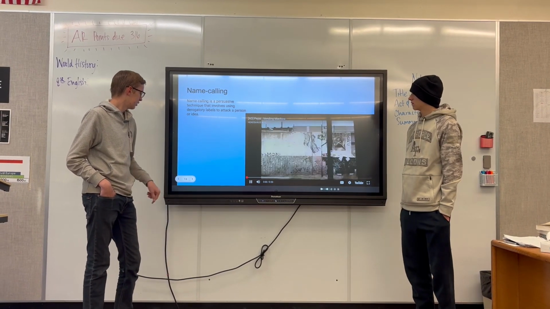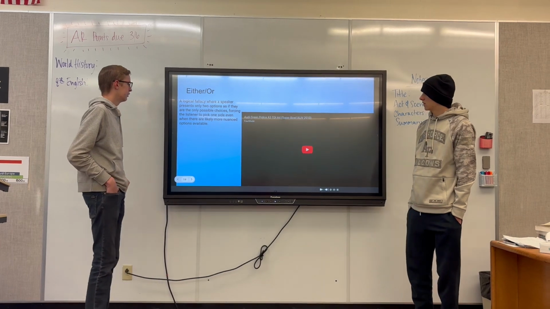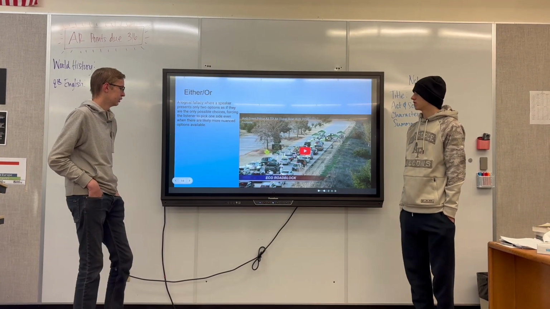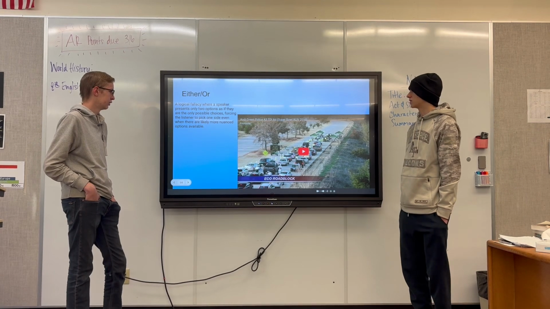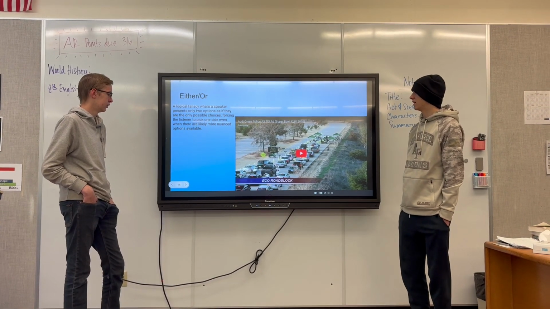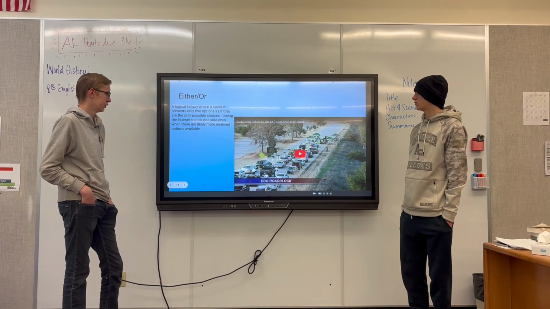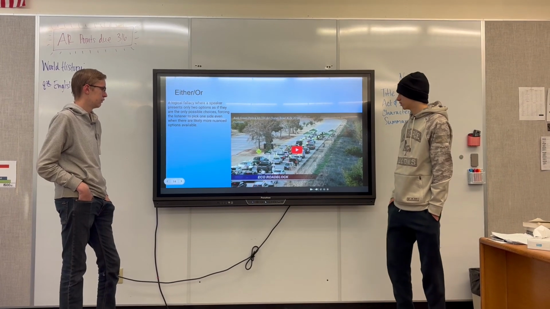Either or. A logical fallacy where a speaker presents only two options as if they are the only possible choices, forcing the listener to pick one side even where there are likely more nuanced options available.